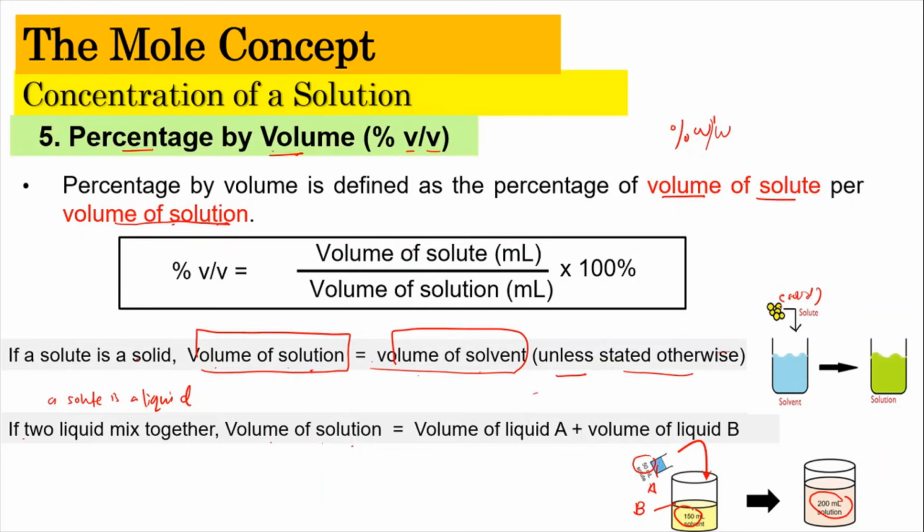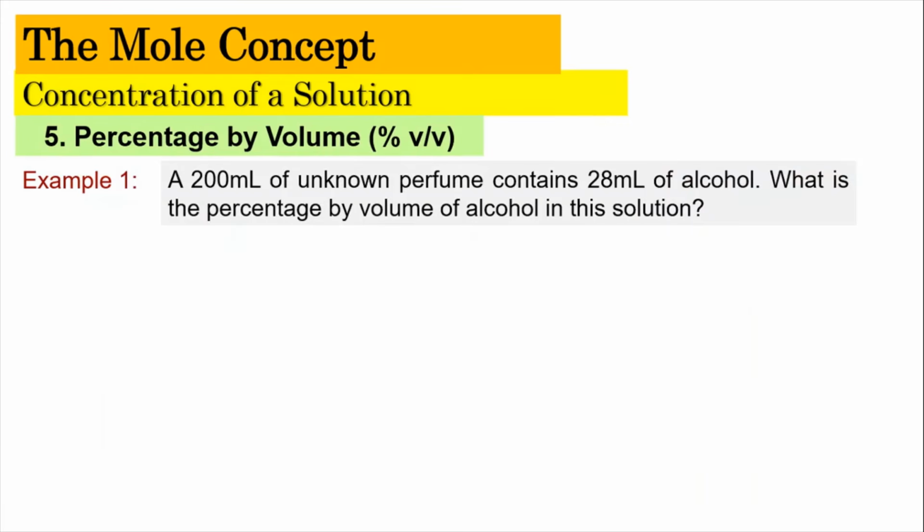Okay, for here, let's say if you have 5 gram of NaCl and this one is 100 ml of a solvent, roughly speaking the solution will also be 100 ml. The change is not very much, so we can just assume the volume of solution is equal to volume of solvent unless stated otherwise. Okay, so to understand more about this situation, let us do some questions.